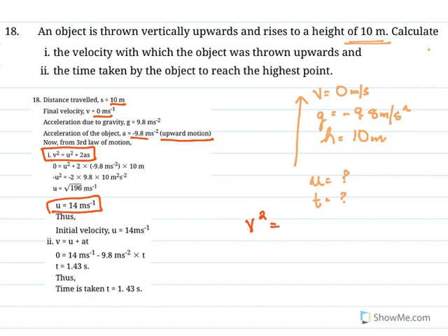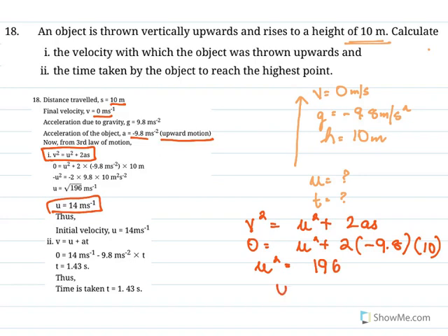Here we'll do it: v squared equals u squared plus 2as, where v is 0. u we do not know. 2a is minus 9.8 and your s is 10. So you get u squared equal to 196, u equal to the square root of 196, which is equal to 14 meters per second. And the next you need to find v equal to u plus at.